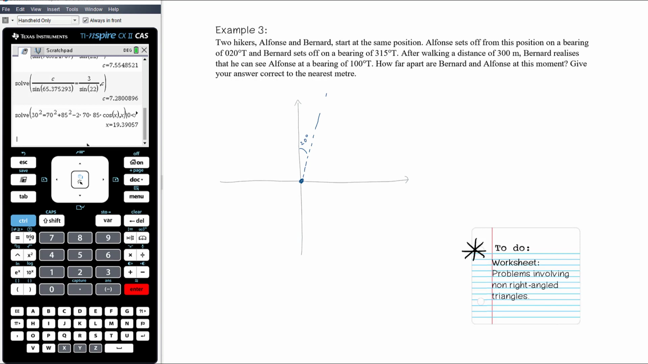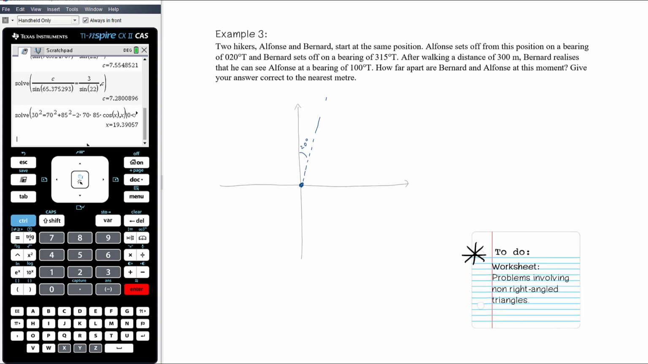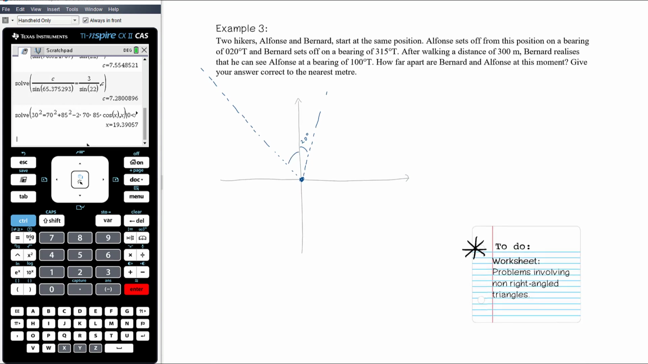Bernard sets off on a bearing of 315 degrees. Okay, so 315 is 45 less than 360, so that's going to be sort of exactly halfway between north and west. So he's heading off up that way. So 315 the whole way around that way, or that's equivalent to saying it's 45 degrees around this way.